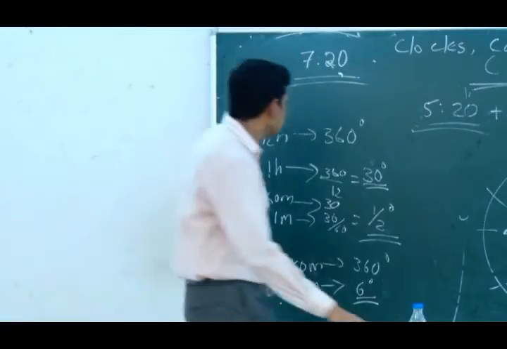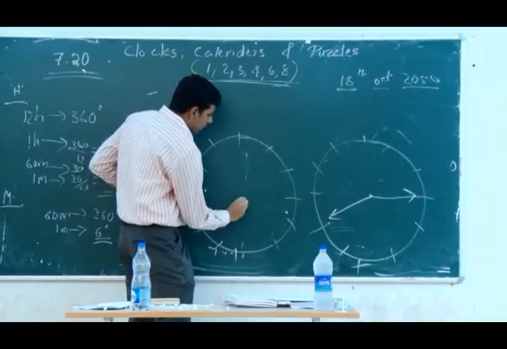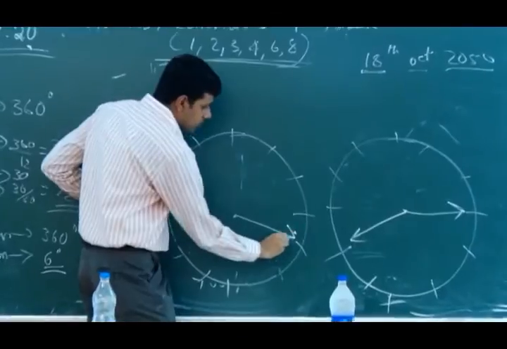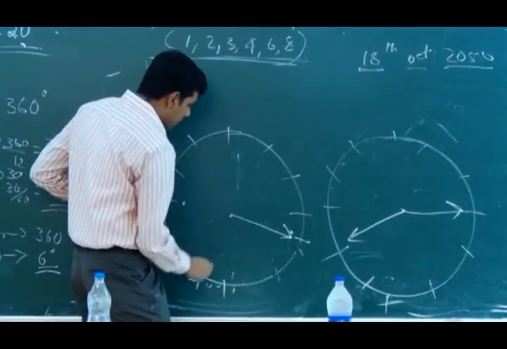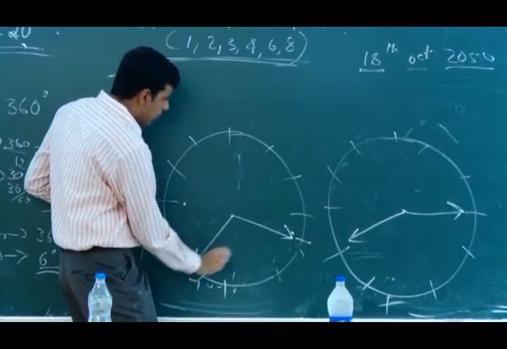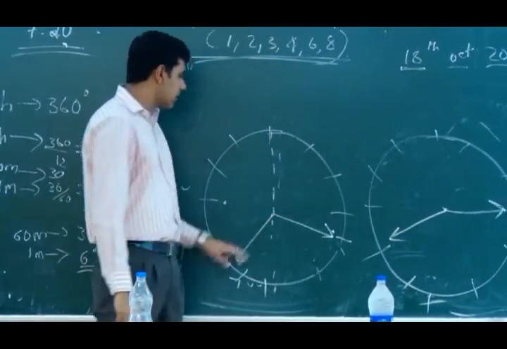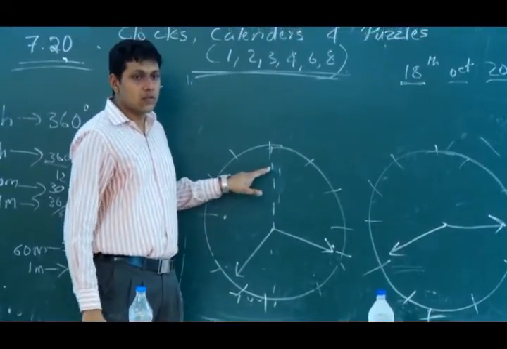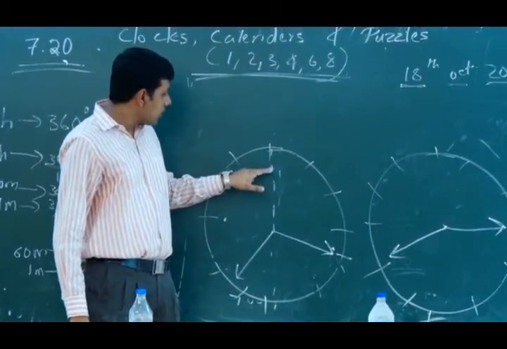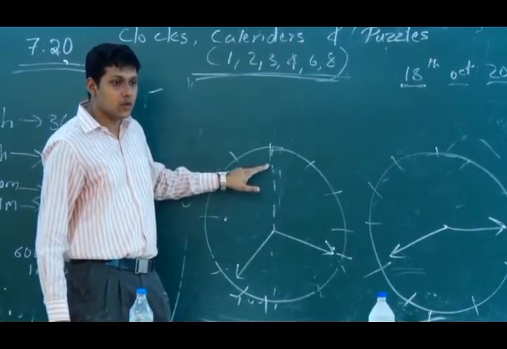Okay, now we look at the angle for 7:20. So the minute hand will be pointing exactly at 20, and the hour hand will be somewhere between 7 and 8. Okay. So we will take this as the reference line. So from here, starting, how much will the hour hand move?